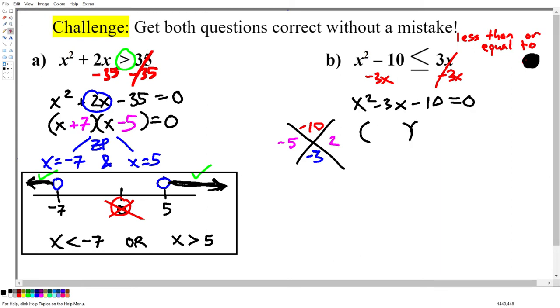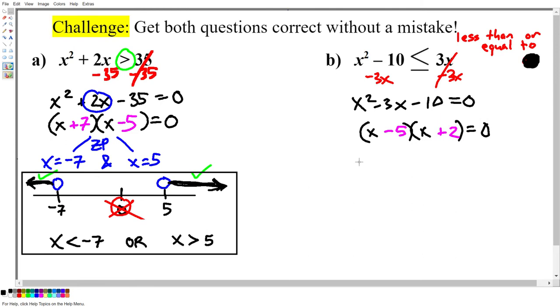So let's factor this. In fact, we're already done here. It's (x - 5)(x + 2). Good job if you got that right. Our next step is to do the zero product property. So did you remember to switch the signs? -5 becomes +5, and +2 becomes -2.